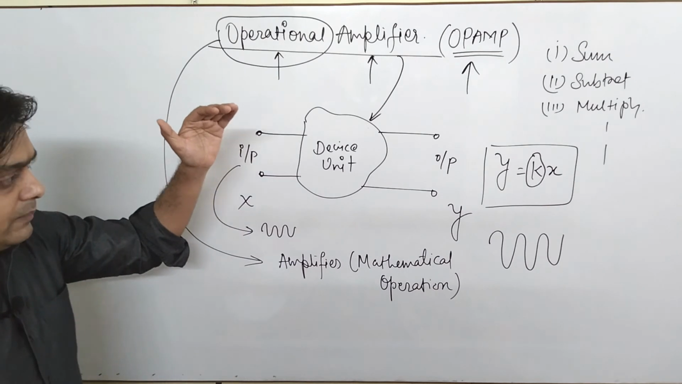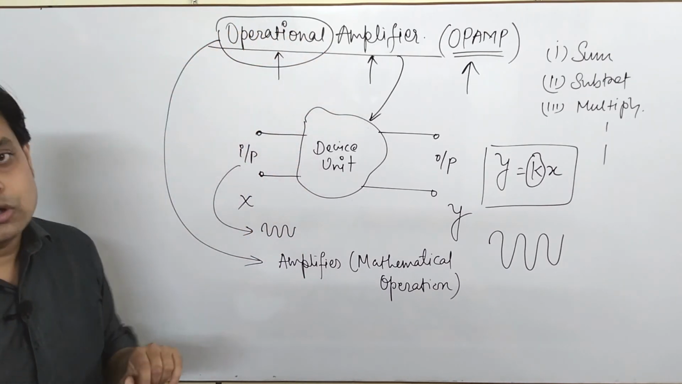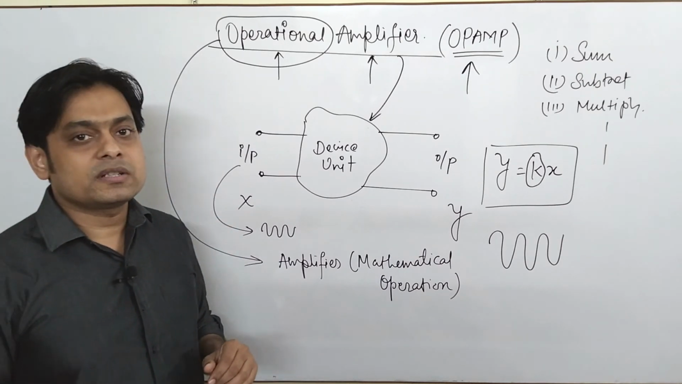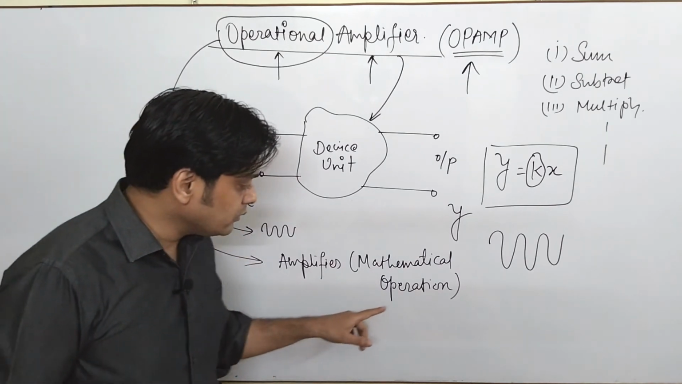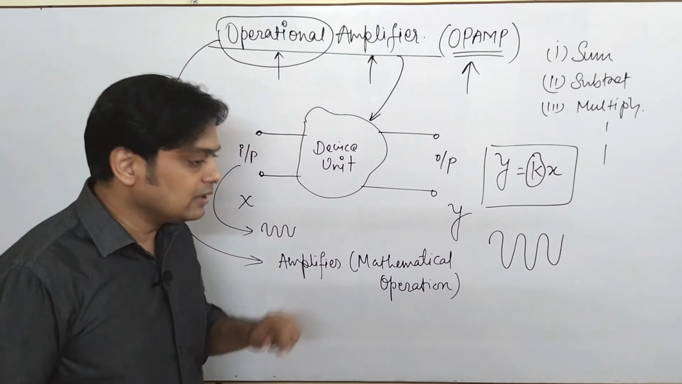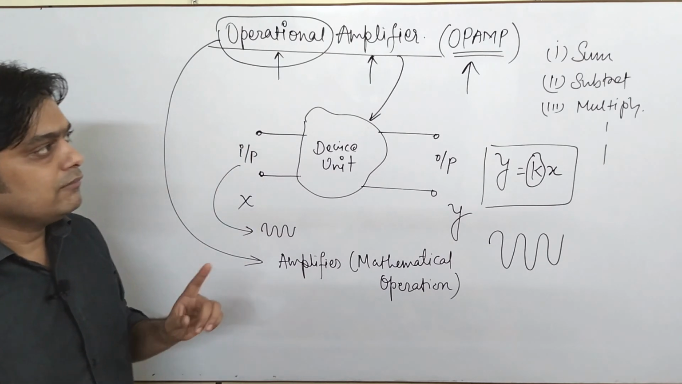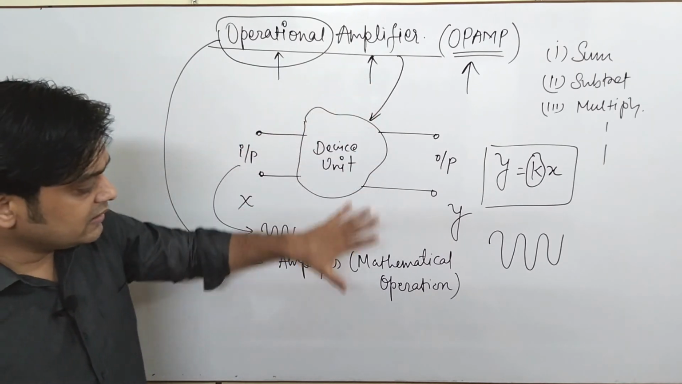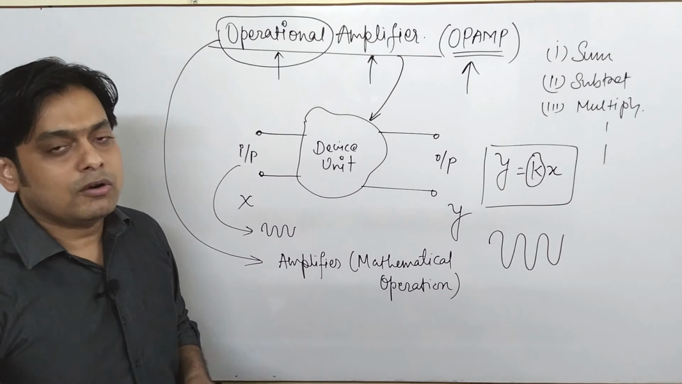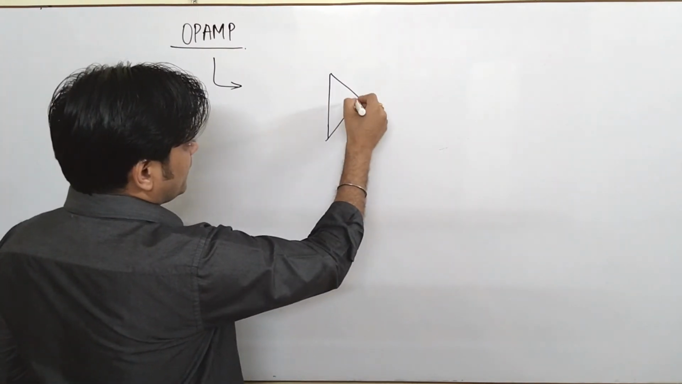So depending upon the condition of the network, an amplifier can perform a different operation, and that's why it is known as operational amplifier. It means you can say that OPAMP is capable of doing mathematical operations. Okay, so a very important thing which we have covered here is first, that OPAMP is capable of doing mathematical operations.